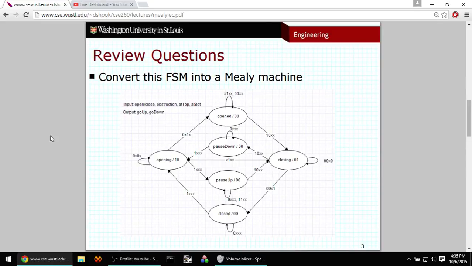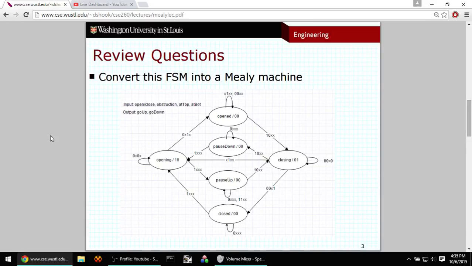So this will be the same signal, but for a Mealy machine. When will this signal change? At what point in time? So think about what state we're in. I'm in the closing state. I see that the input changes. So the input changes from at bottom being zero, which is this transition, this self loop, which is going to have an output of one, to this transition here, with the input value for at bottom being true, which has an output value, using our rule, of 0, 0.